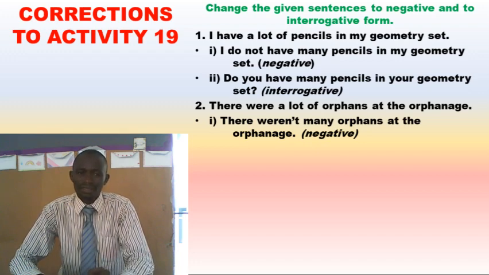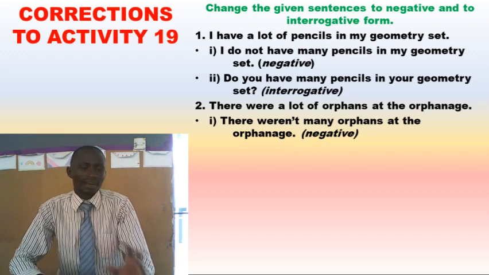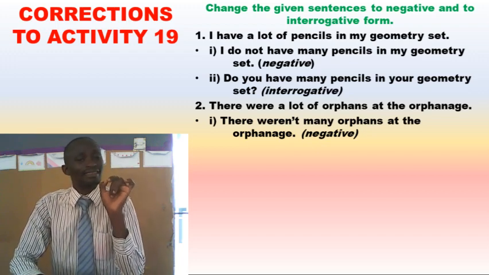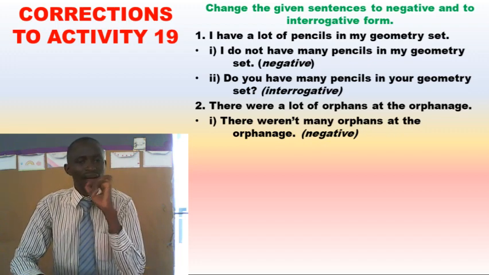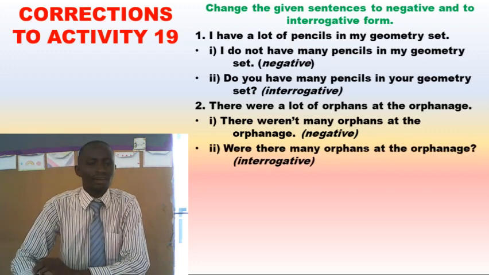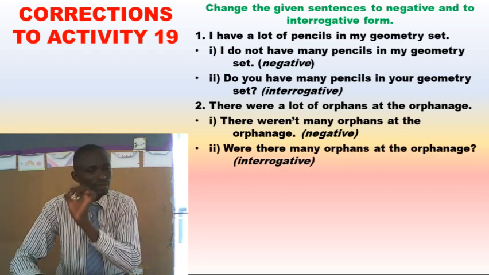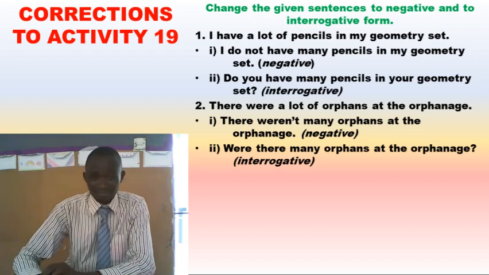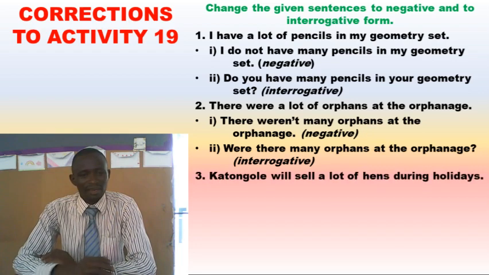Remember that sentence is negative, and we want also interrogative form, in a question form. And remember, a questioning word is picked from the given helping verb in that sentence. And for this case, we have were. And so the answer is, were there many orphans at the orphanage? Forget not to put the punctuation mark. That has been that. Let's look at the next number.